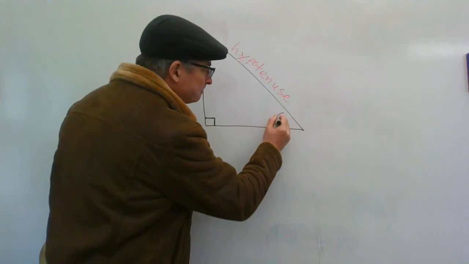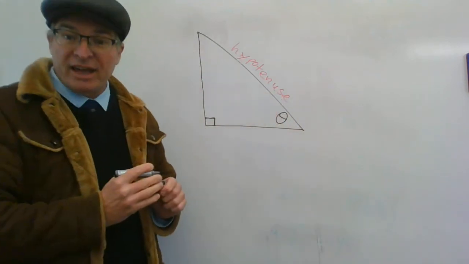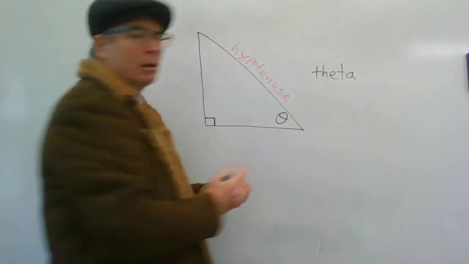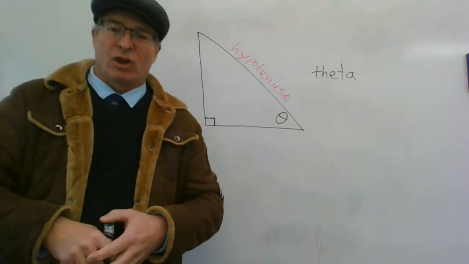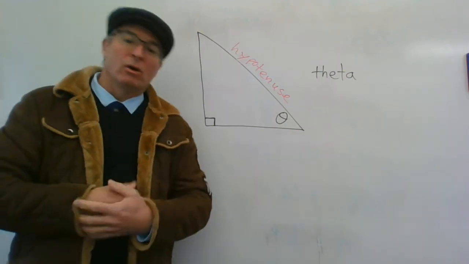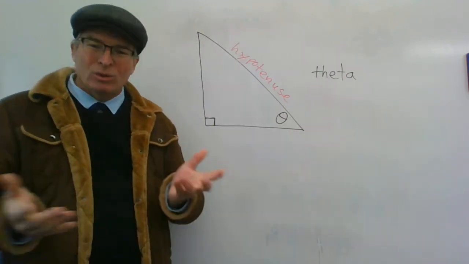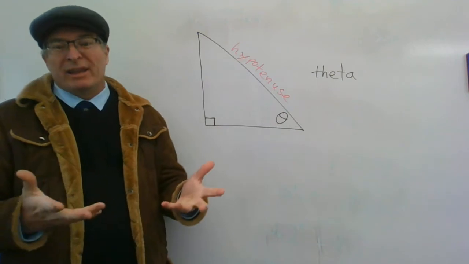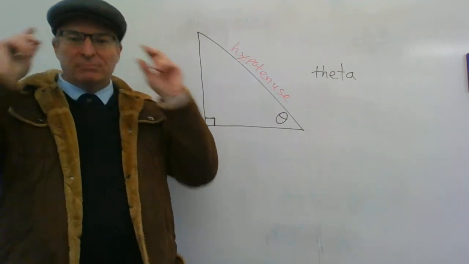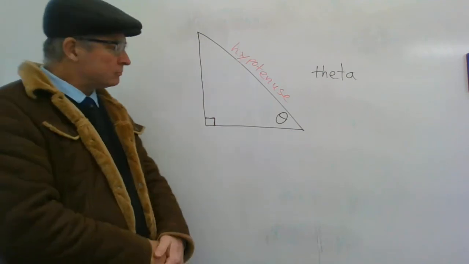I'm going to call that theta. From the Greek alphabet, it's just a pronumeral. When you're doing work in geometry, often with angles, you label them with Greek letters instead of X, Y, and Z. We call it alpha, beta, in this case, theta.